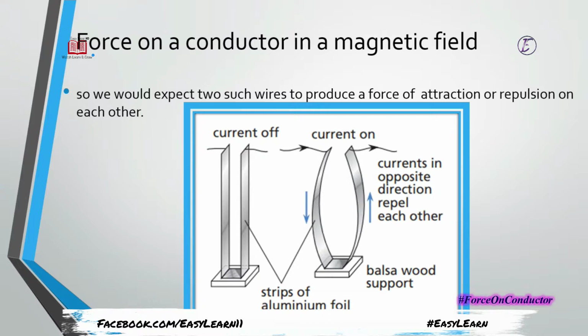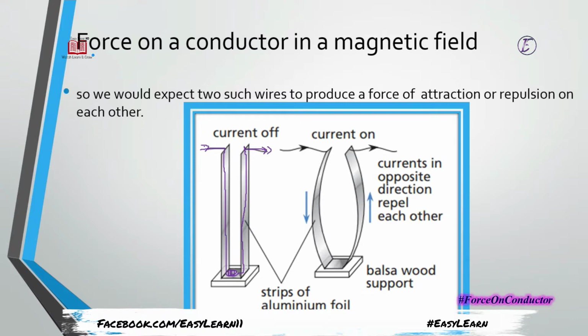Suppose we create a structure like this. This is just a wood support here, and I have made aluminum foil strips here. The path of the current is through this first aluminum foil, and then it is connected from the base, so the current will start flowing through the second coil, leaving this coil, entering from this point and leaving through the other coil.